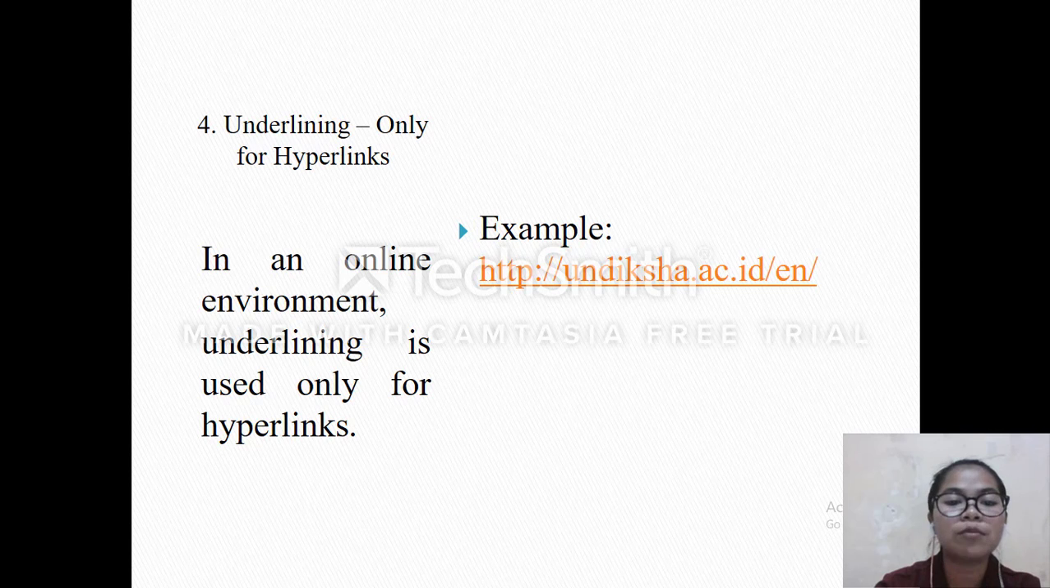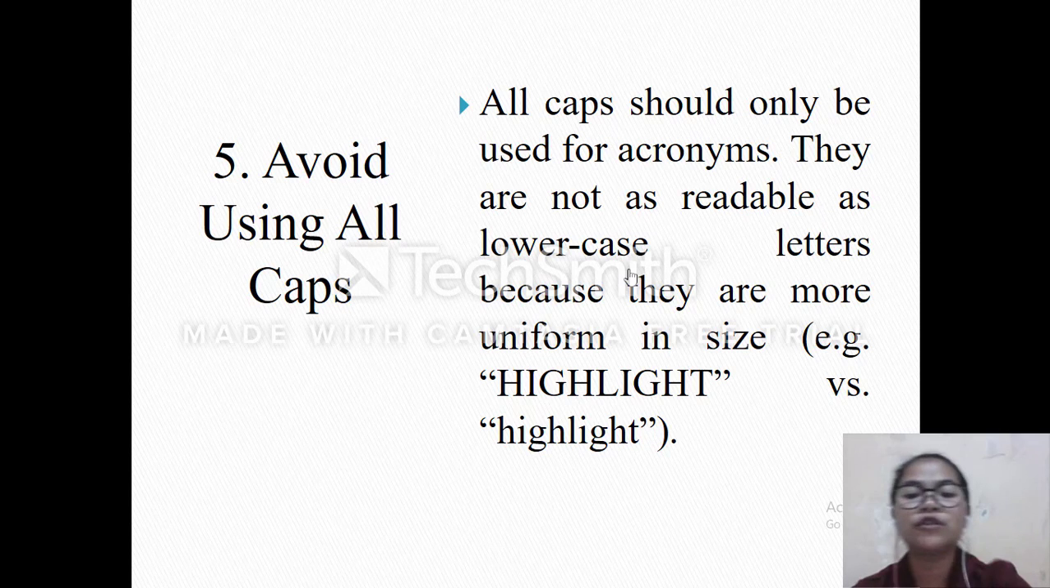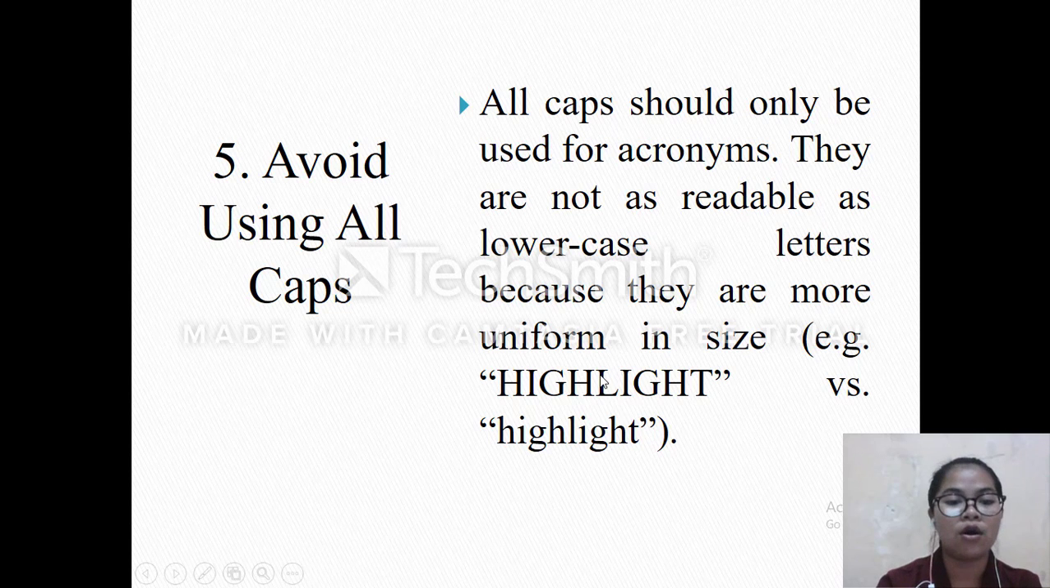And the next is underlining only for hyperlinks. So this is the example of underlining that is used for hyperlinks. Next is avoid using all caps. All caps should only be used for acronyms. They are not as readable as lowercase letters because they are more uniform in size. And this is the example of using all caps.